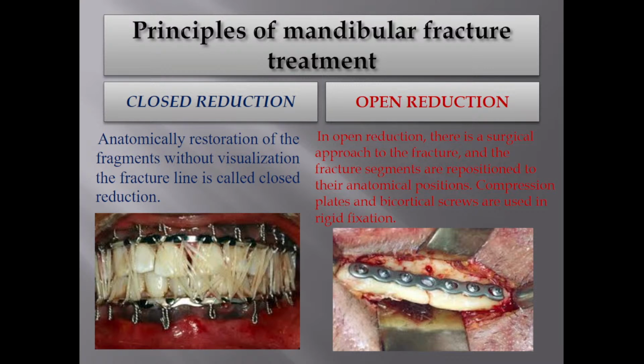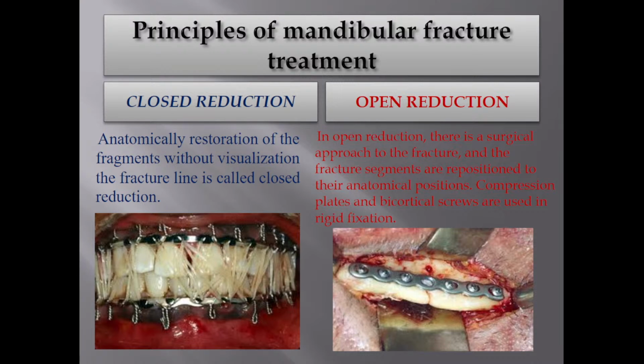And let's see what the differences are between these methods of reduction. Anatomical restoration of the fragments without visualization of the fracture line is called closed reduction. In closed reduction, both tooth-bone and bone-bone stabilization can be used to immobilize the fracture to obtain correct maxillomandibular relation, which is called intermaxillary fixation or maxillomandibular fixation. It's usually the basis of closed methods. Intermaxillary fixation is fixing the mandible and maxilla together when the teeth are occluded, so the patient cannot open his or her mouth for a certain period to allow secondary healing of the bone fracture.